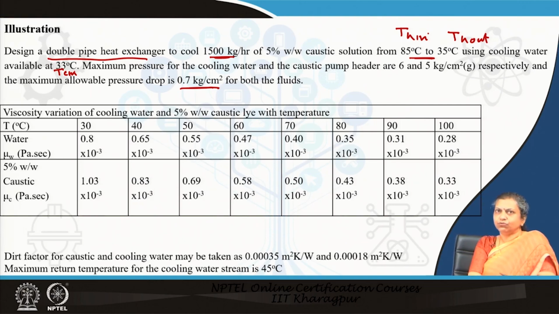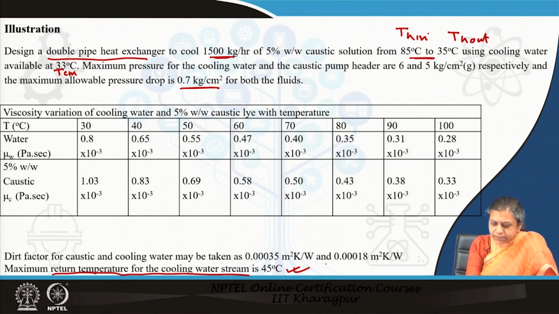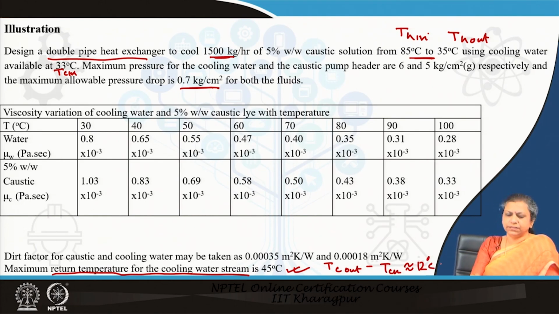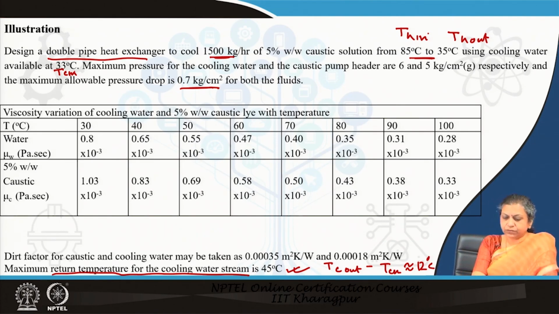Now, I have already told you that we use cooling water, which is available at 33 degrees centigrade. Usually what we find in industry is that the maximum return temperature for the cooling water is around 45 degrees centigrade, as a result of which we find that Tc out minus Tc in is about equal to 12 degrees centigrade. This is standard industry practice. So accordingly we can decide the maximum return temperature for the cooling water. So now we have all the 4 temperatures, and we have one flow rate.